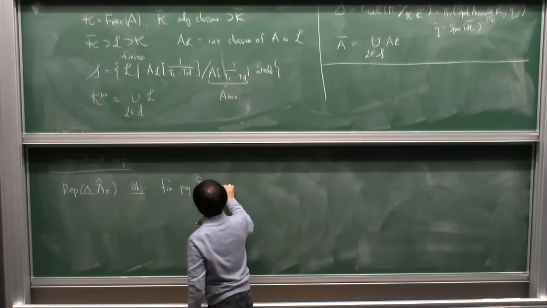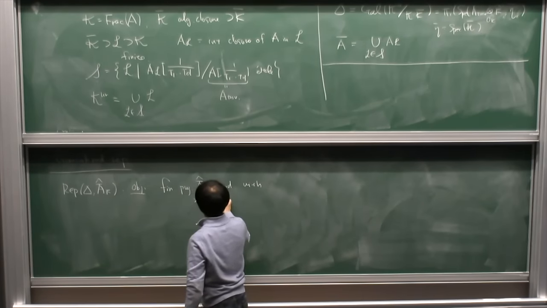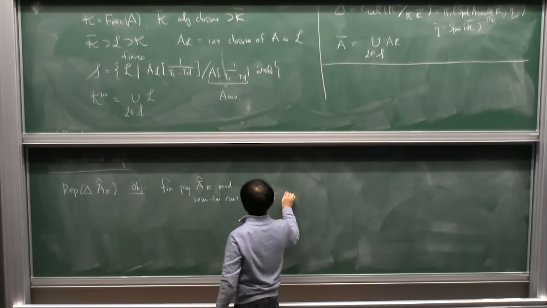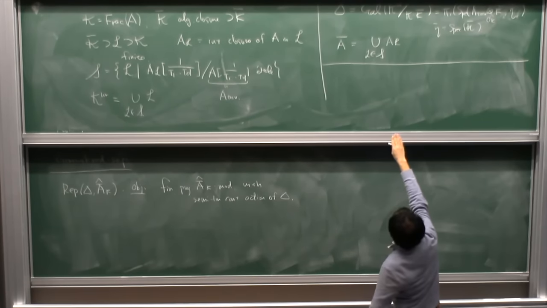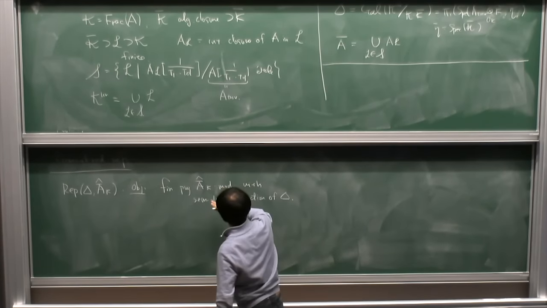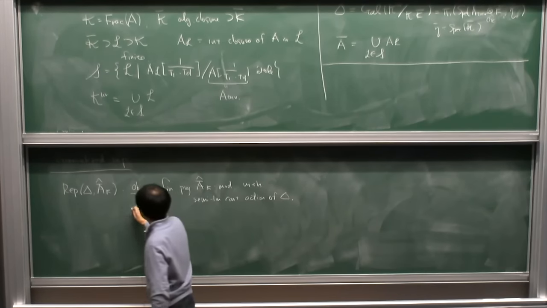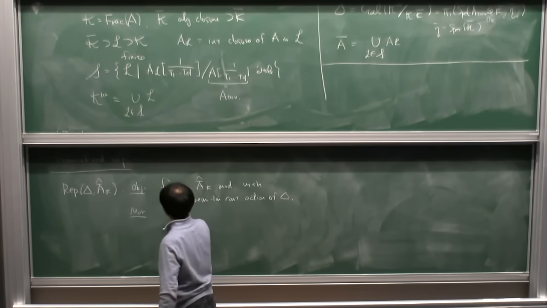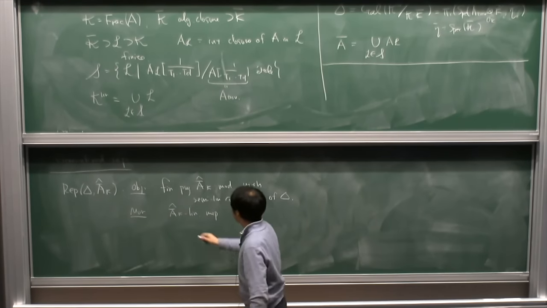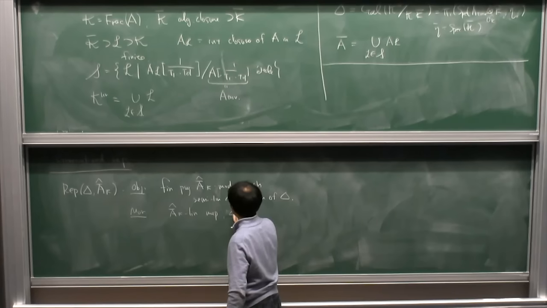And the module has a semilinear continuous action of delta. Delta is the Galois group, and delta naturally acts on A bar, and also on A bar hat and A bar hat K. So this means that the action is semilinear with respect to that action. Okay, so the morphism is as usual, just an A bar hat K linear map compatible with delta.